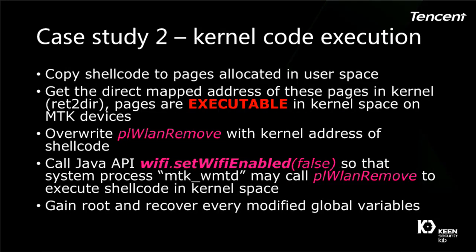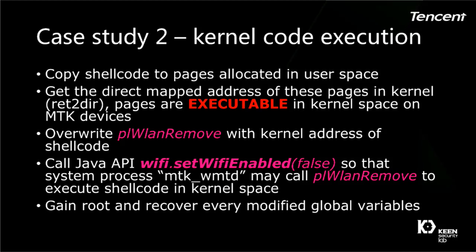So now it's time to allocate some pages in user space and copy the shellcode to these pages, and then get the direct mapped address of these pages in kernel. It's also known as the return to direct mapped memory, which was presented by Vasilios Kamerlis at Black Hat Europe 2 years ago. I really admire his work, and please also note that these pages are executable in kernel space on MediaTek devices, so that I can execute the kernel code without any JOP or ROP gadgets or hard-coded kernel symbol address. They just execute the shellcode in the kernel.